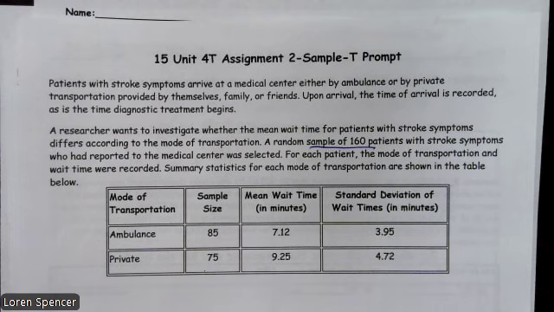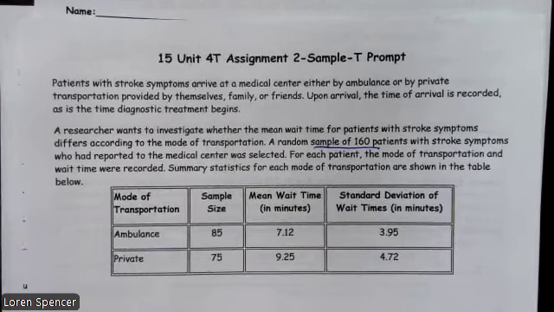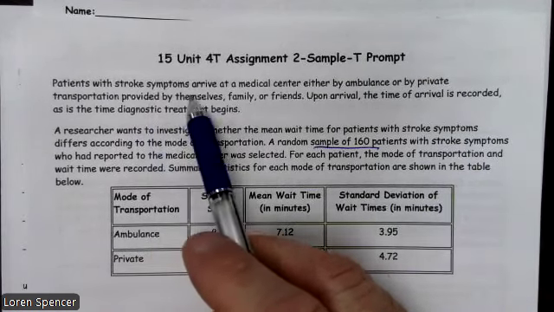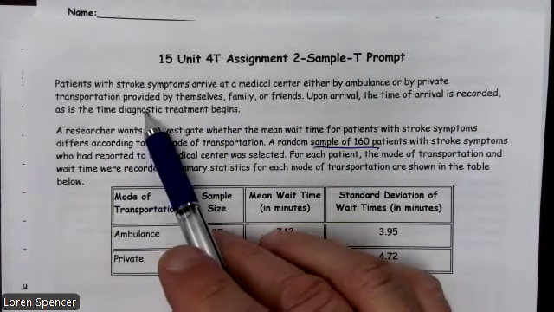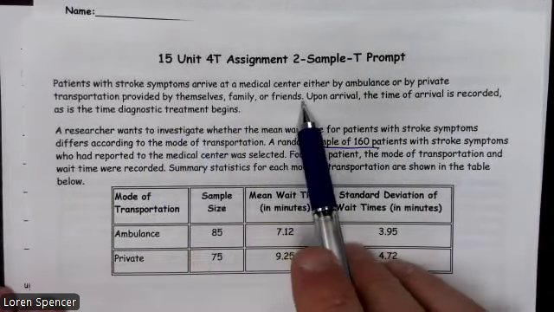This is going to be "The Wait Is Killing Me," and we're talking about ambulance and private delivery. This will be a two sample t confidence interval. Patients with stroke symptoms arrive at a medical center either by ambulance or by private transportation provided by themselves, family, or friends.